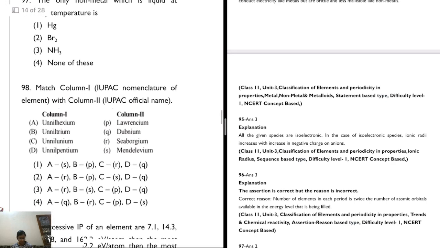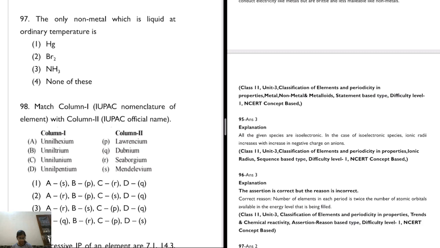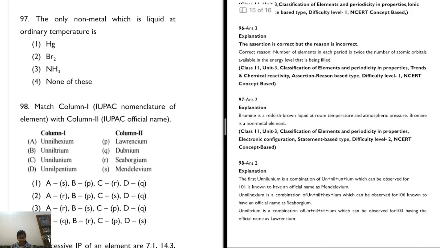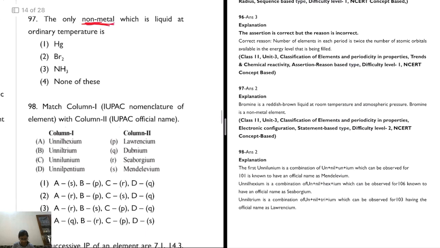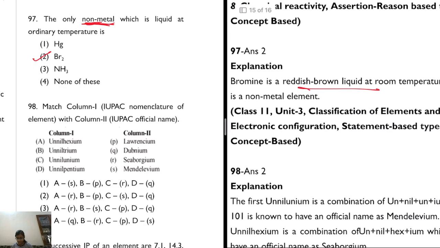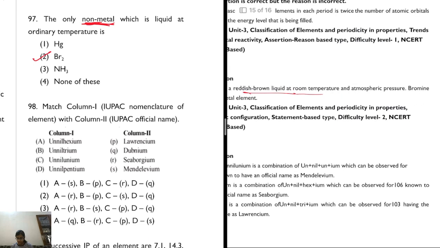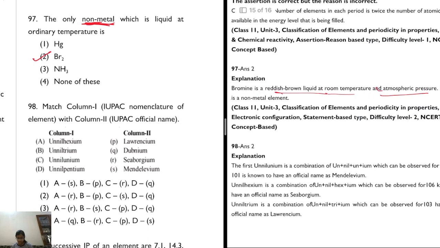The only non-metal which is liquid at ordinary temperature. See, a non-metal is asked. So what will be the answer? Okay, that is why bromine is a reddish brown liquid at room temperature and atmospheric pressure. Bromine is a non-metal.